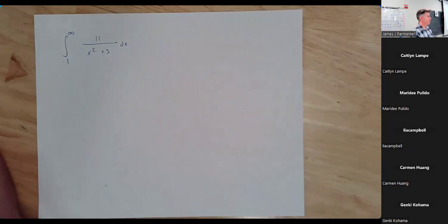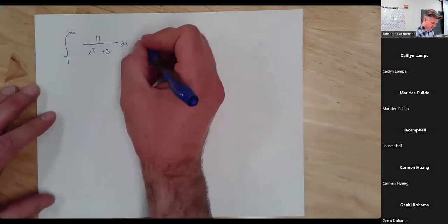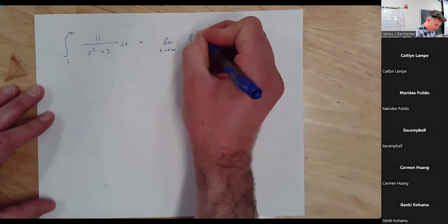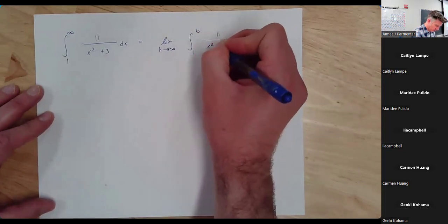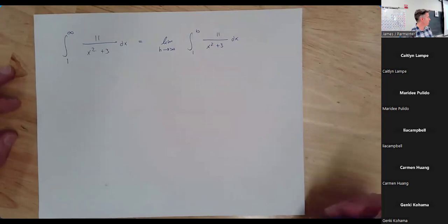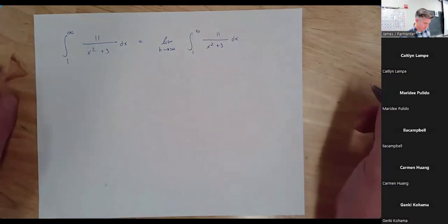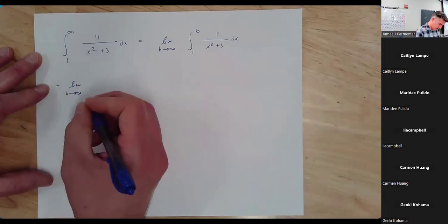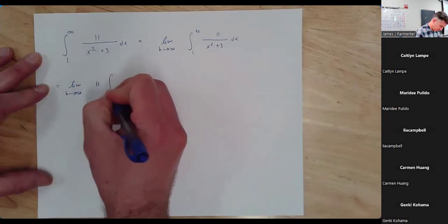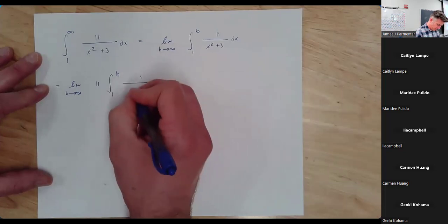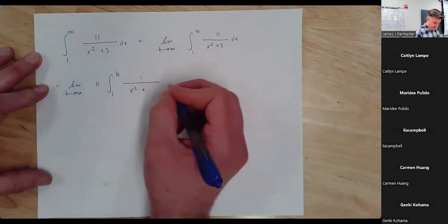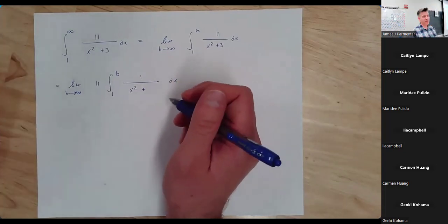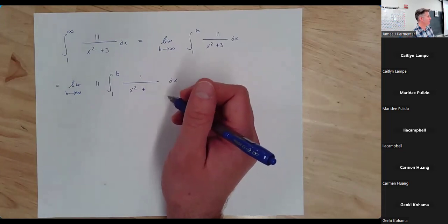So, first things first, limit as b goes to infinity of the integral from 1 to b of 11 over x squared plus 3. I should have brought out the 11. So in fact, let's do that. I'm going to rewrite this as the limit as b goes to infinity of 11 times the integral from 1 to b of 1 over x squared plus, we know it's a 3 there, but we might change it a little bit. So how do we find the antiderivative of 1 over x squared plus 3?